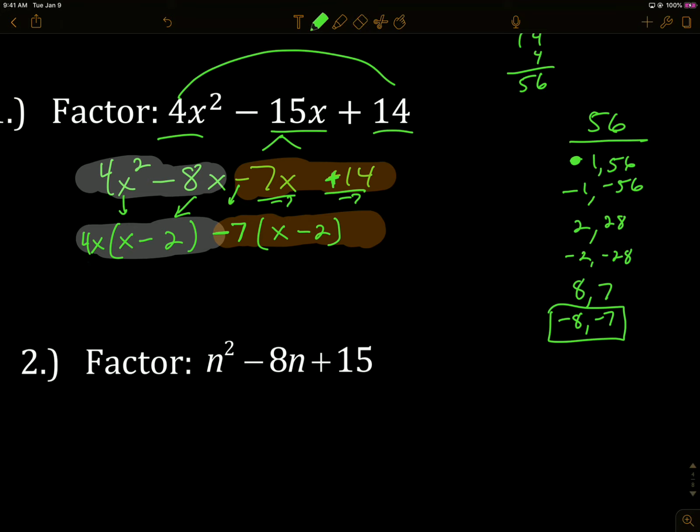Okay, now I notice that each one of these parts has x minus 2 in common, so I'm going to common factor that. And if I common factor out the x minus 2, what's left is 4x minus 7.